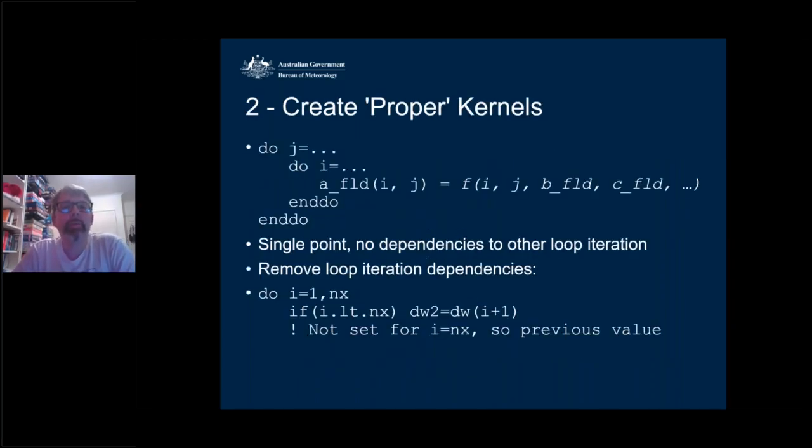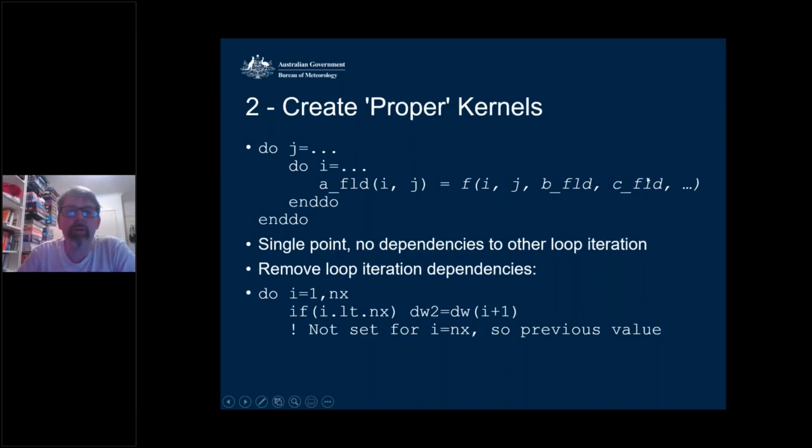Then I had to create proper kernels. Remember, a kernel is something that can be parallelized and works on a single element. So it's basically 2D code. We have a do j loop, a do i loop, then an assignment to a field from a function. It depends potentially on i, j, and some other fields. So the actual kernel is the line in here.